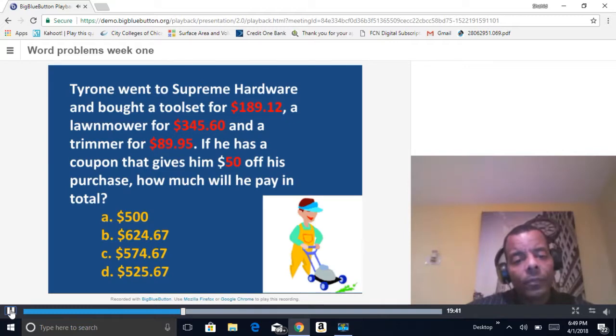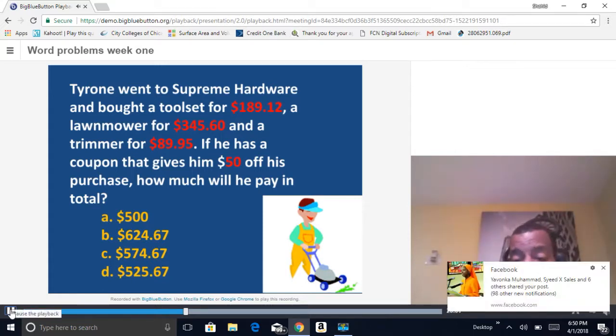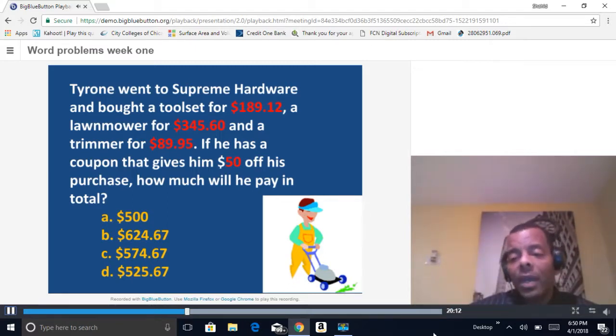Okay, here's our first word problem. Tyrone went to Supreme Hardware and bought a tool set for $189.12. He bought a lawnmower for $356.60 and a trimmer for $89.95. He has a coupon that gives him $50 off his purchase. The question is, when he goes to the cashier booth, how much will Tyrone pay in total?